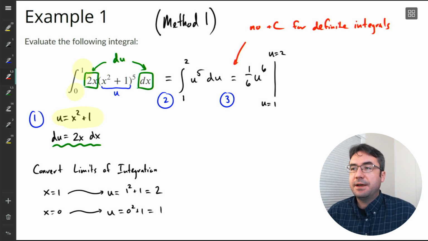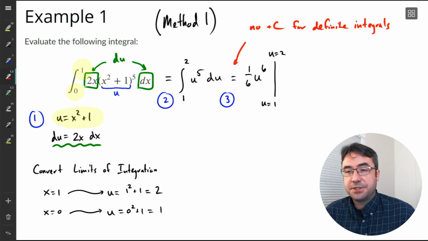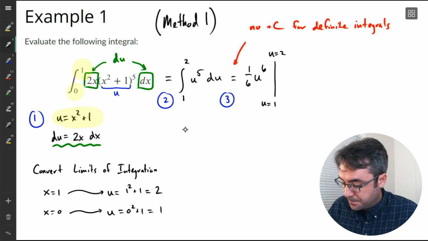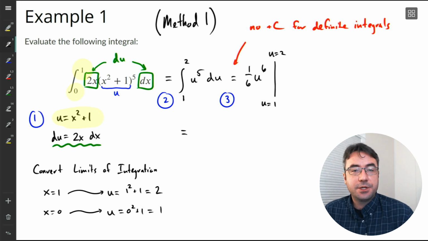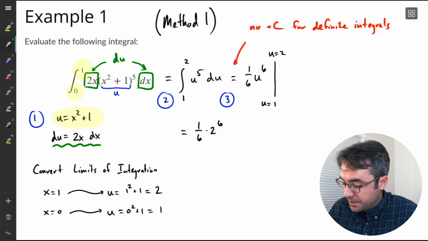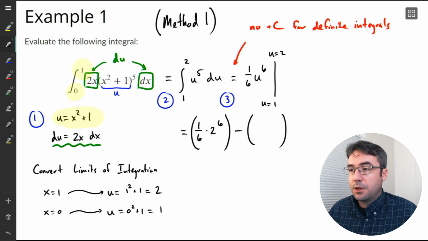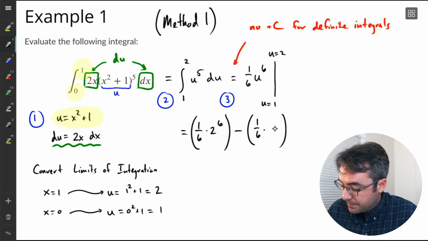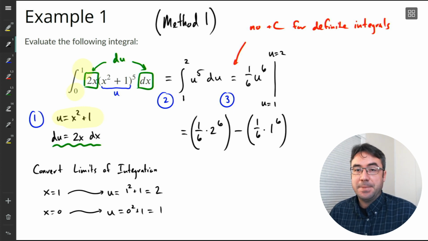All right, so we have our definite integral. We've converted it all into u. We found our antiderivative. Now the last step is to just evaluate. So how do we do the evaluation of our definite integral? Well, we plug the top number in first. So we get 1 over 6 times 2 to the power 6. Then we subtract, and then we plug in our lower limit. So that's 1, and we get 1 over 6 times 1 to the power 6.